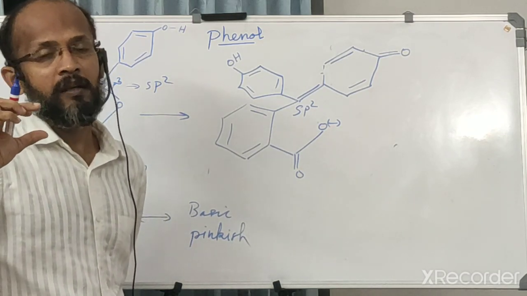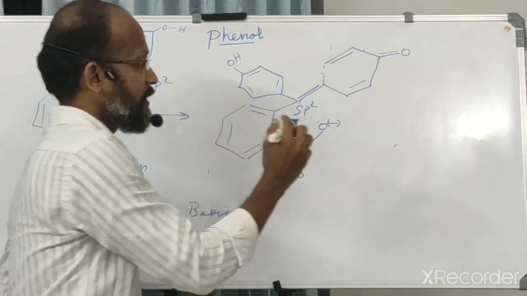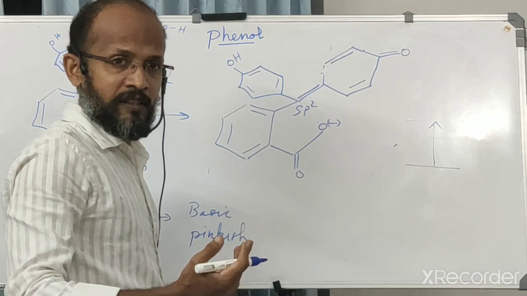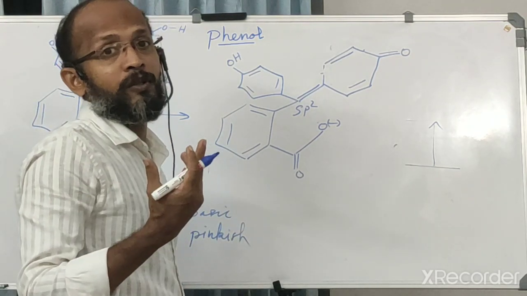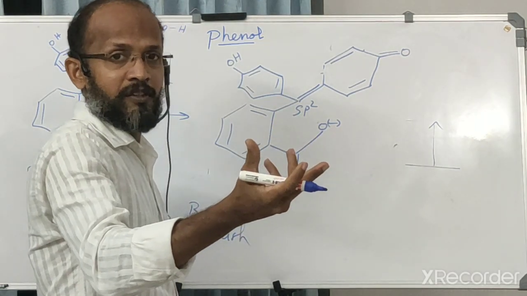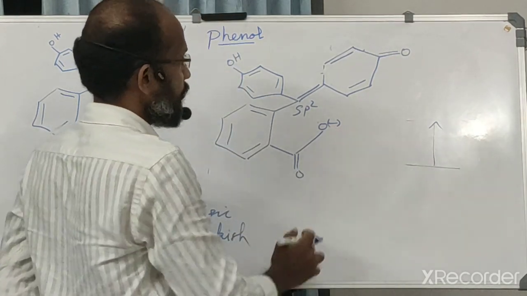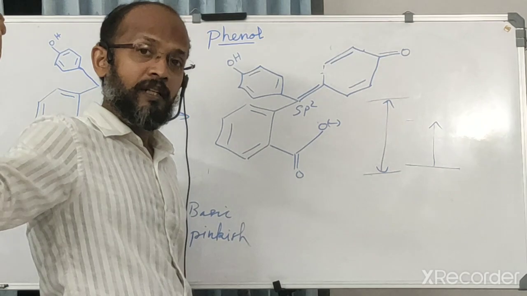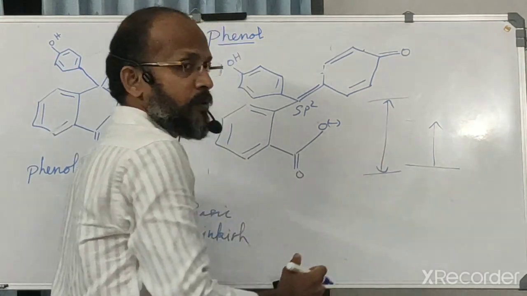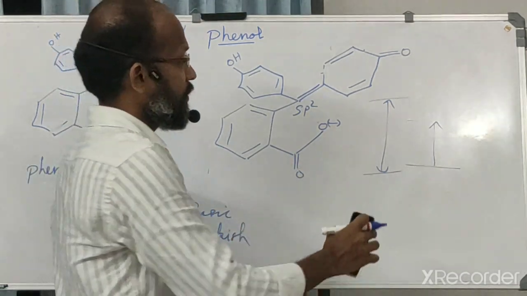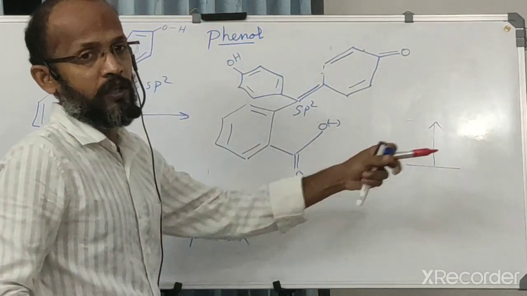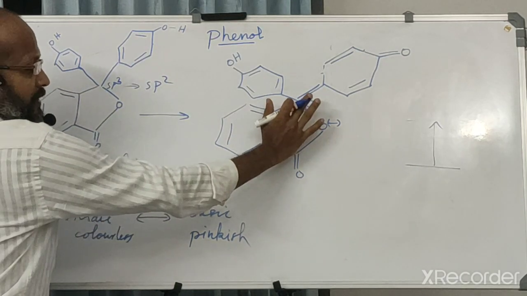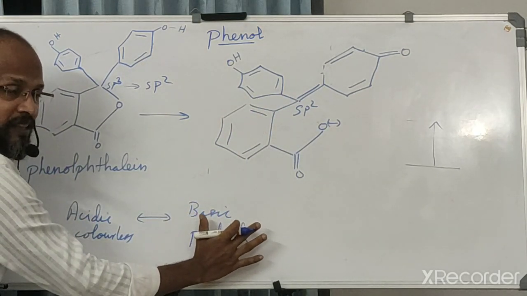If conjugation is extended, the electronic excitation of the molecule will be shifted to the visible region. If electronic excitation and de-excitation shift to the visible region, the compound will become colored. It will absorb light in the visible region, so it becomes colored. If there is no conjugation, it is still a higher energy situation, so the shift will be in the UV or higher regions, which is not visible to us. But now it is shifted to longer wavelength, which we can call a red shift. The net result is that we observe color for this one. This is colorless and this is colored: colorless in acidic medium and colored in basic medium.